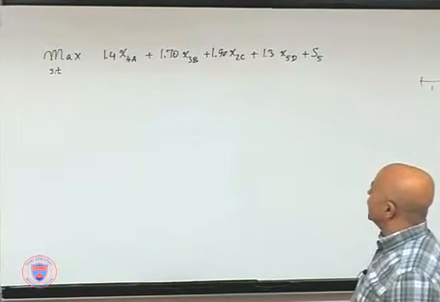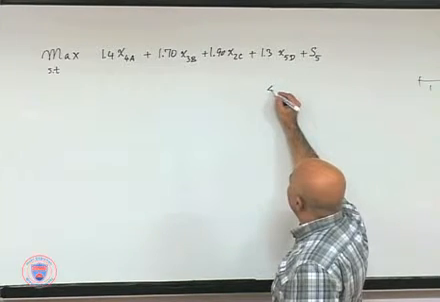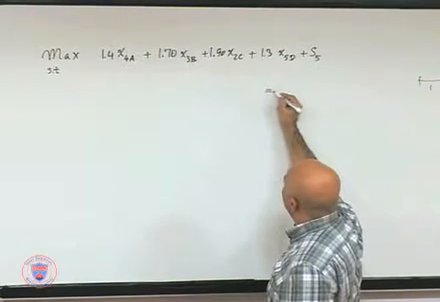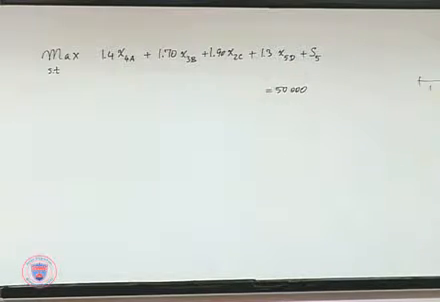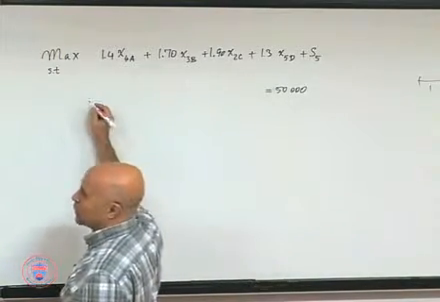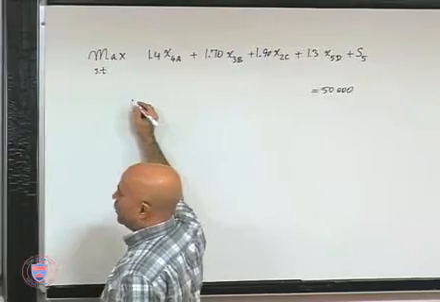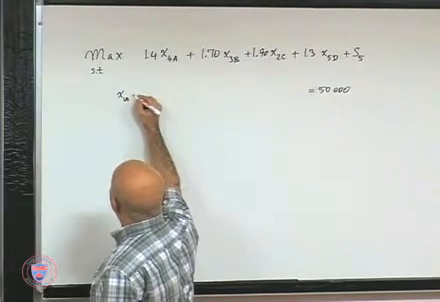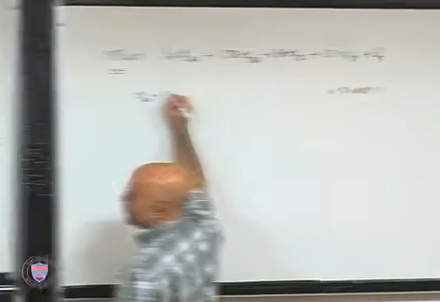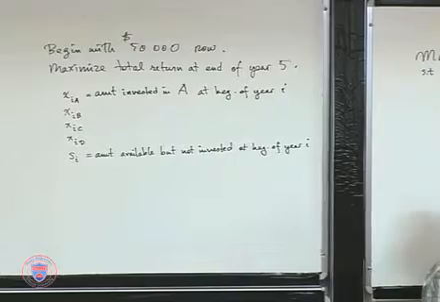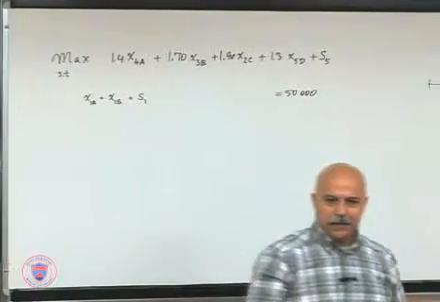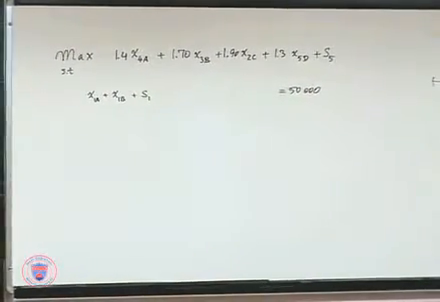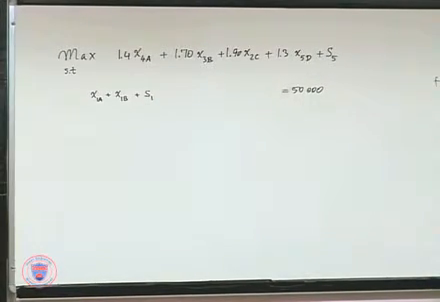All right, what is the condition for the first year investment? Well, I've got $50,000 at the beginning of year 1. And that will be split among 3 alternatives. One is X1A. The other is X1B. And the last part is, if you decide not to invest some money, S1, that's the leftover. This should add up to 50,000.